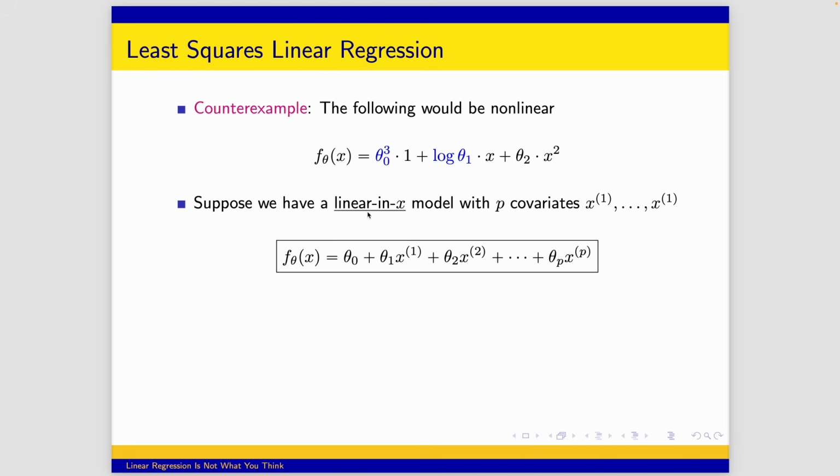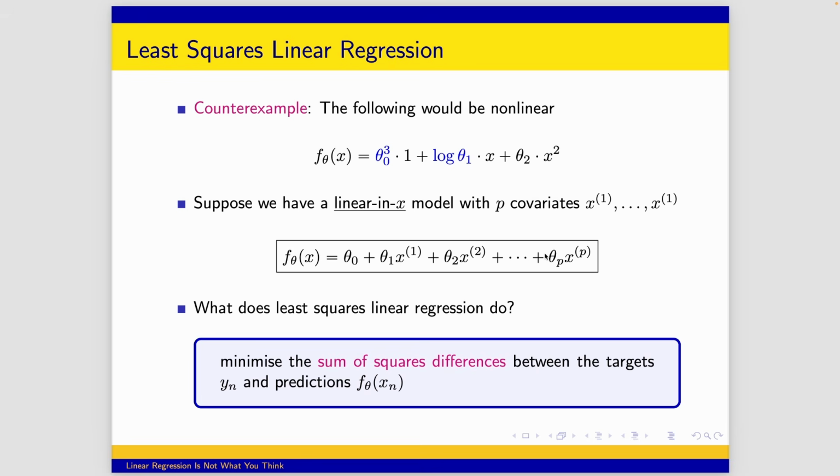Now, let's suppose we do actually have a linear in x model. And suppose that we have the input x, which is a vector with coordinates or coefficients x1 to xp. We can also call these covariates. We could propose this model, which is linear in x and theta. So here we've got a model that is linear in both x and theta. What does least squares linear regression do? Well, it minimizes the difference between this prediction at a particular value of x and the values that we measured, the yi's. And then it squares that difference, sums all of these squared differences together over all of the data points and minimizes it.